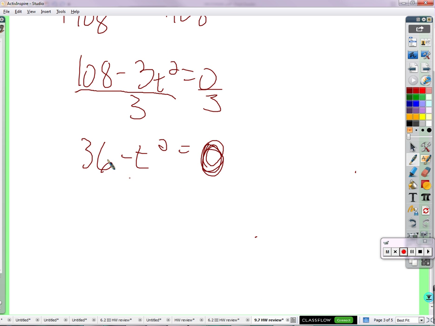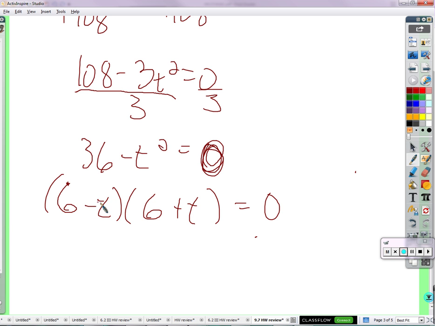Now 36 minus t squared, these are now both squares. We can factor. How does this factor? It's 6 times t, well, the t actually comes second. So actually 6 minus t and 6 plus t. Yeah, oh man, I'm just close. I had t in there.